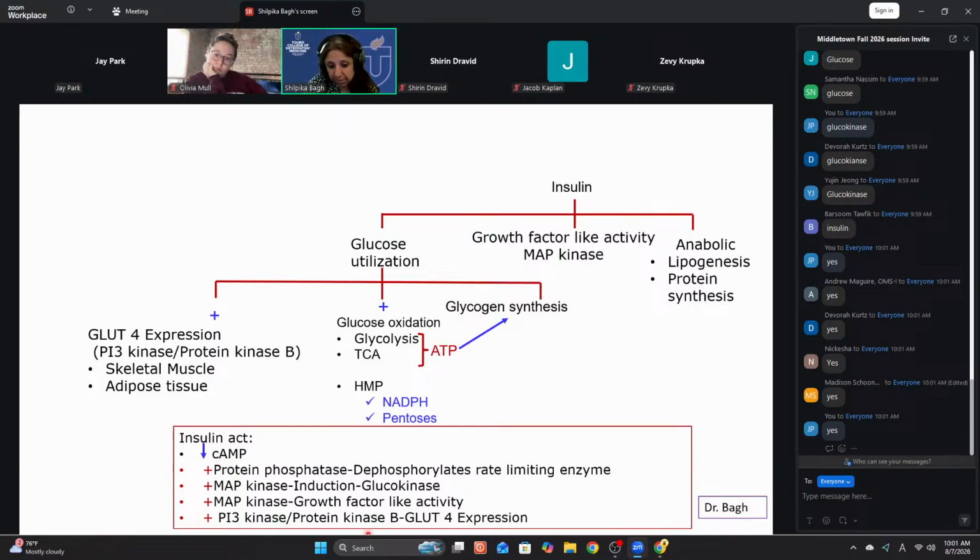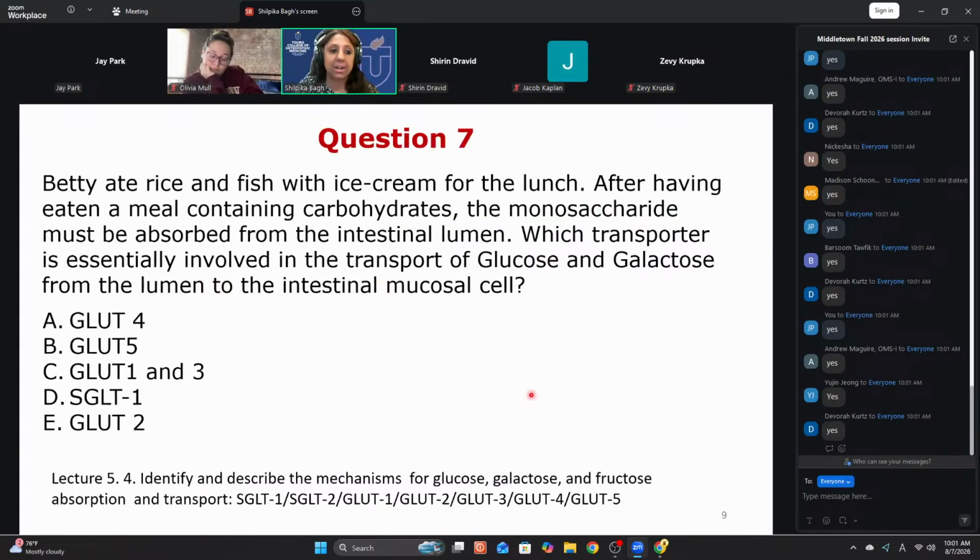Have we done this PI3 kinase, GLUT4 expression also? Have we done PI3 kinase, GLUT4 expression? Insulin, PI3 kinase. Have we done that insulin always lowers cyclic AMP? Does insulin lower cyclic AMP inside the cell? And does insulin always dephosphorylate the key enzyme? Yes. So we have done all that. Now let's do questions. Mechanistically, you should know insulin mechanism of action.